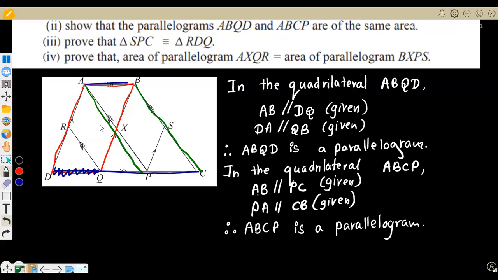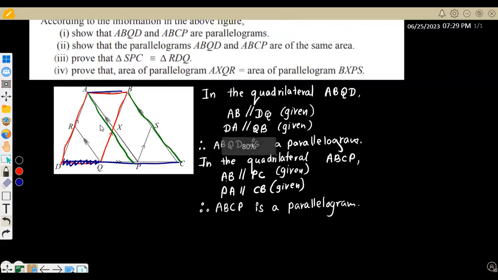However, in geometric questions, the way that you have to write is different from question to question. According to the question, you should have good practice, when you see a question, of how to start and how to write the answer. Okay. Then show that the parallelograms ABQD and ABCP are of the same area. Okay. Show that.